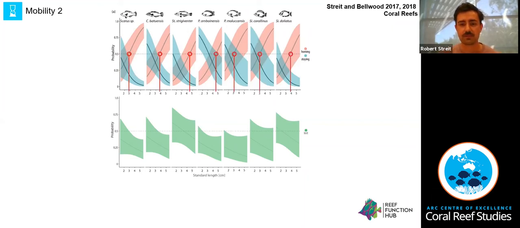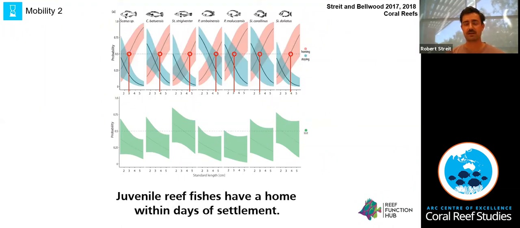And then we could look at the body sizes when this behavior of coming home becomes more likely, and we compared that to body sizes at settlement, when these fishes settle onto the reef from the planktonic stage. Through comparing those body sizes, we found that these fishes become sticky and attached to their home really soon after settlement. So within days of settling and growing a little bit, these fishes start to home.